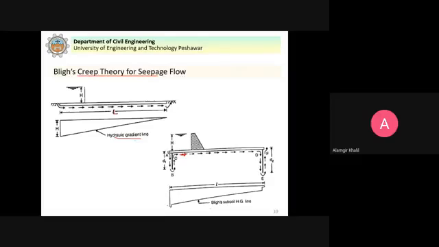And because of the sheet pile, you can see that the pressure is reduced. You see here it is further reduced. So according to Bligh's theory, the subsurface situation will be like this.